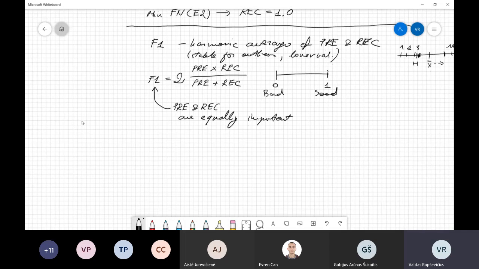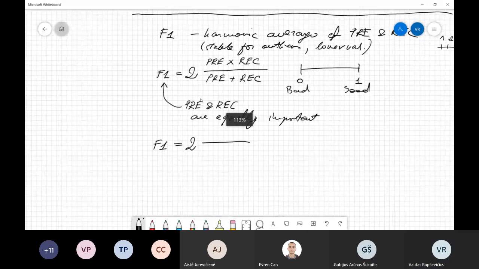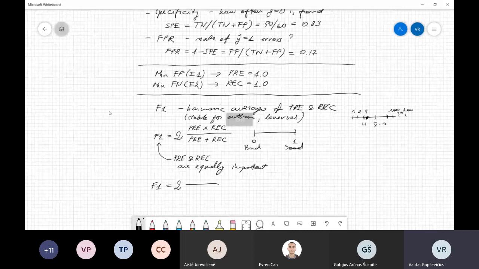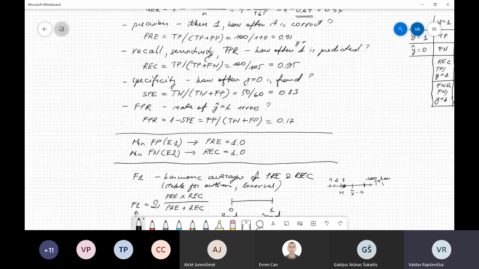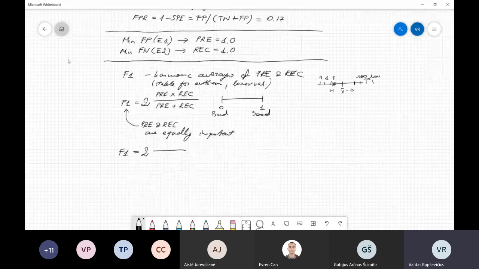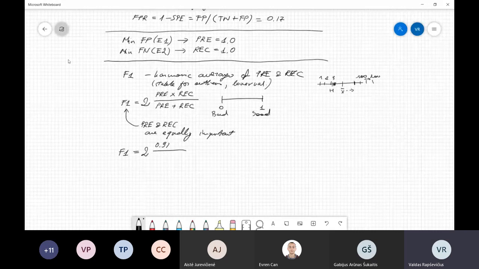So let's calculate the F1 metric for our toy example. 2 times, now precision 0.91 and recall 0.95, so 0.91 times 0.95, divided by 0.91 plus 0.95. Okay, so can you calculate that for me?